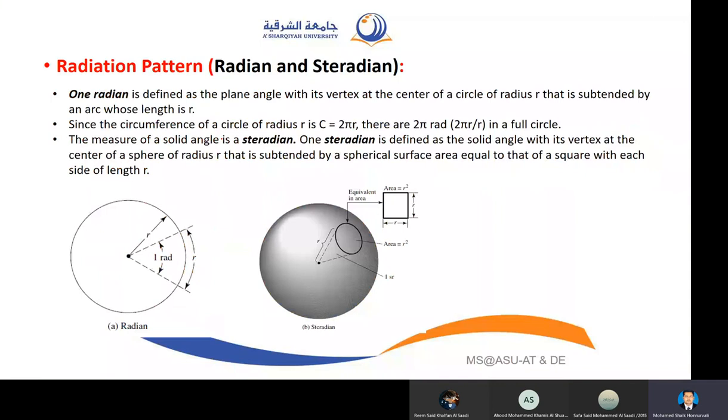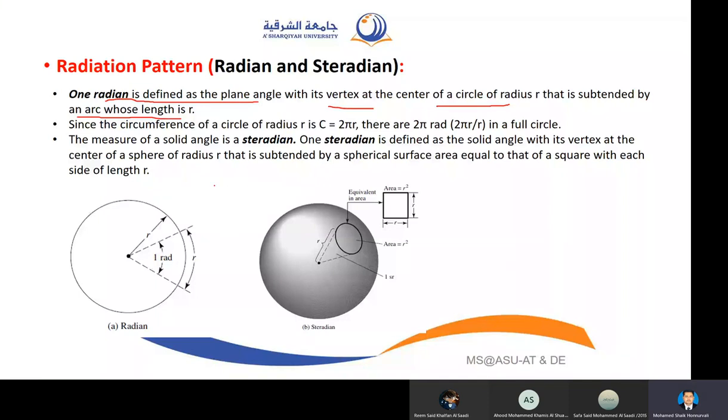Okay. Next topic is radian and steradian. This is also very important in the mathematical analysis in antenna design systems. I hope you are already aware of radian and steradian, but anyway, just recall them quickly. What is a radian? A radian is defined as the plane angle with its vertex at the center of a circle of radius r that is subtended by an arc whose length is r.